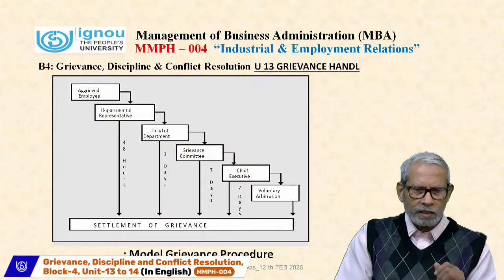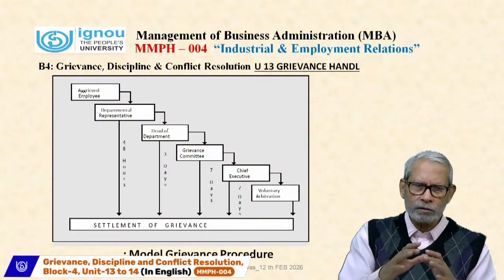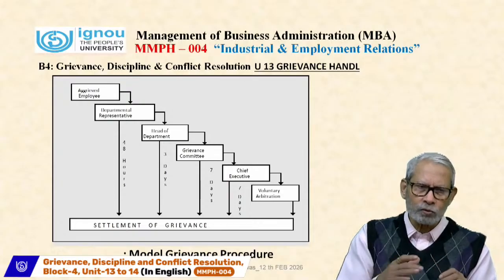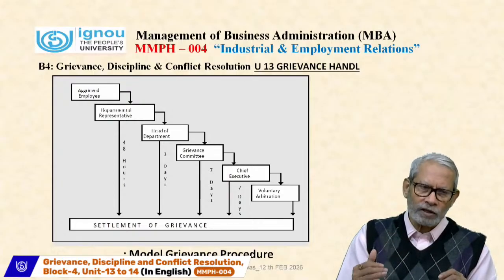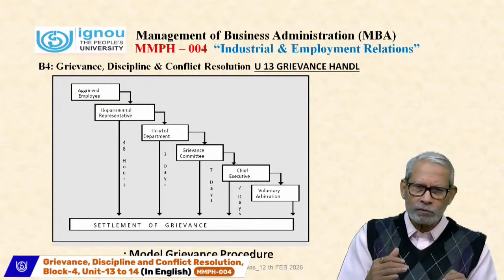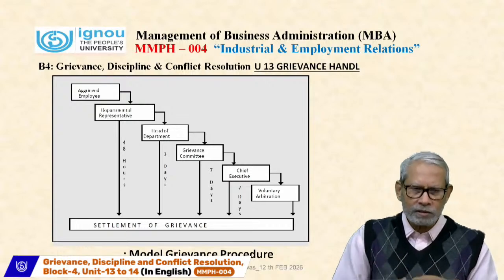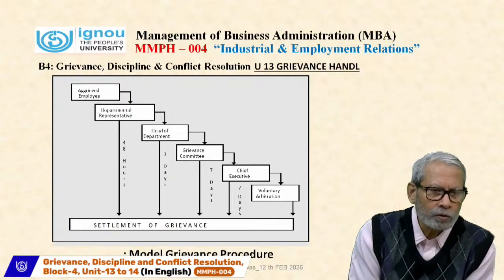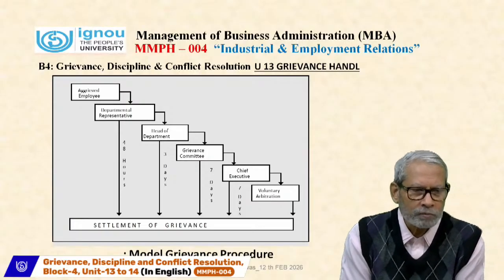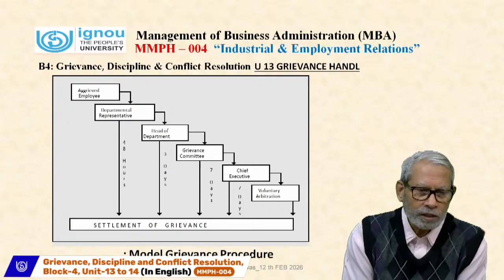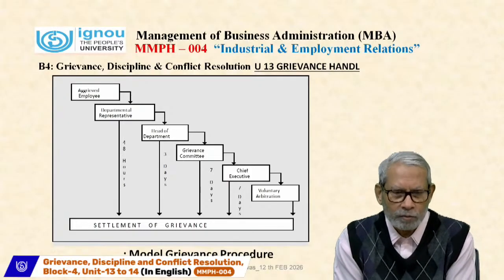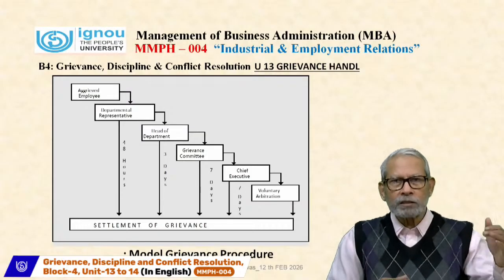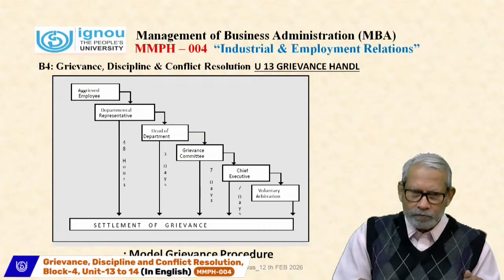So there are some models given, different models are given for how to handle different conflict levels or discipline, to measure the things. Different steps are there: the aggrieved employee, then the departmental representative, head of the department, then the grievance committee, chief executive, and voluntary arbitration. There are so many steps given.